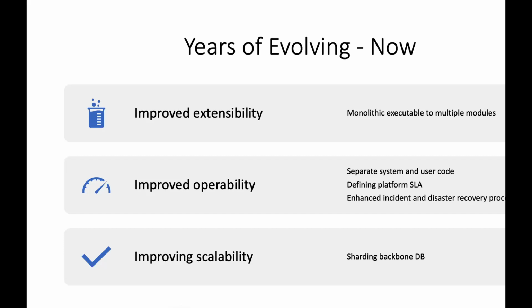Finally, we are improving the scalability. We are sharding the backbone DB, like we mentioned before. Actually, it's a single instance of DB. Now we are sharding it to improve the scalability.